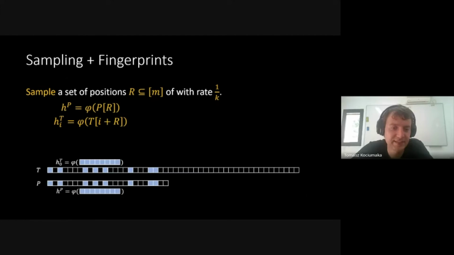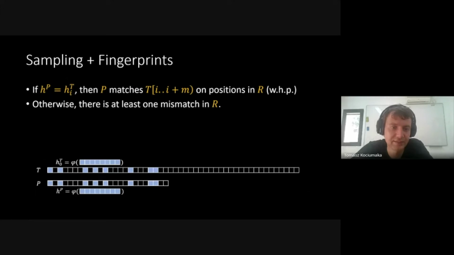And the fingerprint in the pattern is going to be the same for all the alignments, but the fingerprint in the text needs to be different. So when we go to the next shift, it will be different. And still, because these are fingerprints, we have the same property that we got by just comparing the individual positions. So when the fingerprints are equal, then with high probability, the pattern matches the fragment of the text on all the sampled positions. And if the fingerprints are different, then we are sure that there is a mismatch among those positions. So the test is pretty much the same, and we can ignore the events happening with inverse polynomial probability.